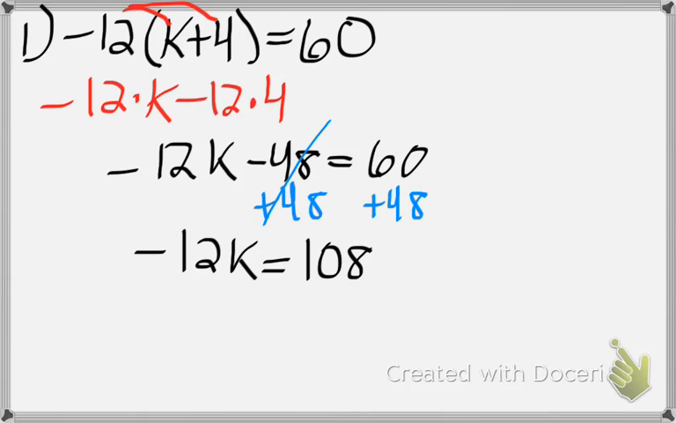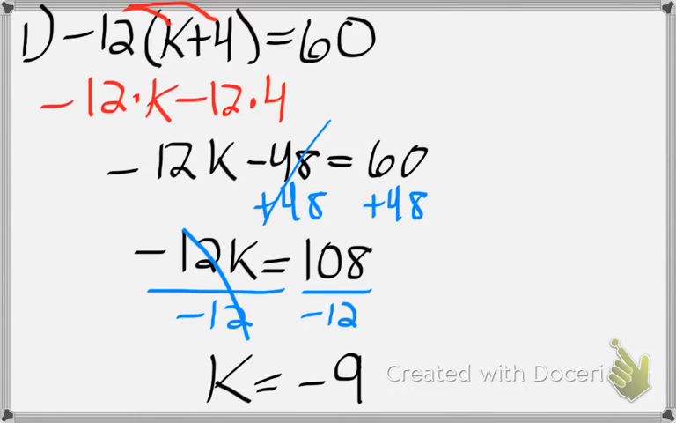Divide both sides and you're done. Go all the way to the end, you have your answer, k equals negative 9. Remember, get in the habit of checking your answer. Plug in negative 9. Negative 9 plus 4 is negative 5.